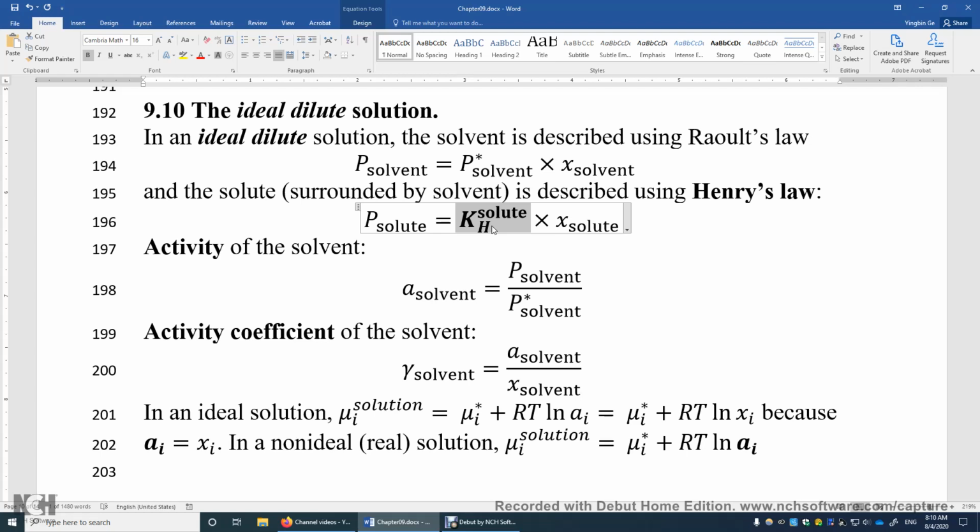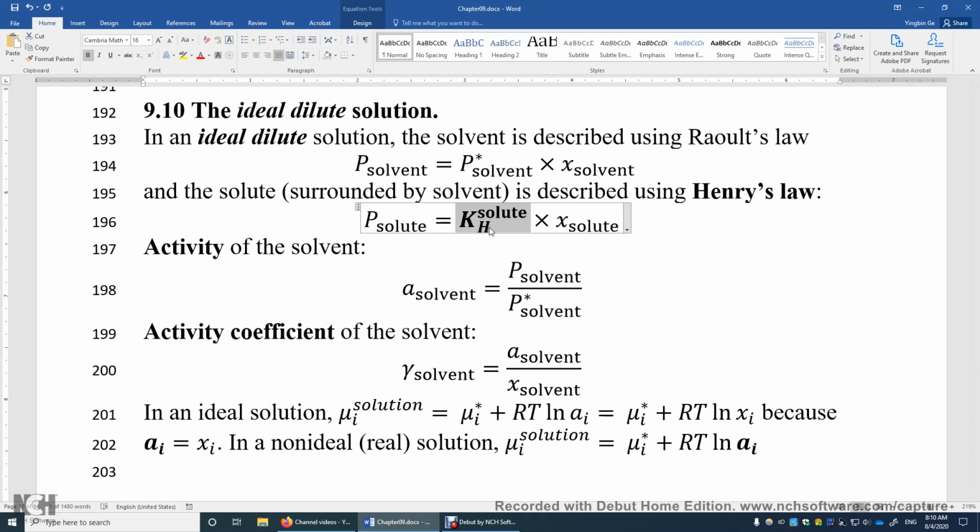And remember, when you have only 1% B in 99% of A, you really have to look at the AB attraction now in the solution and compare that with the BB attraction in pure B. If the attractions differ by a lot, then this Henry's constant will differ from the pure vapor pressure of B by a lot.